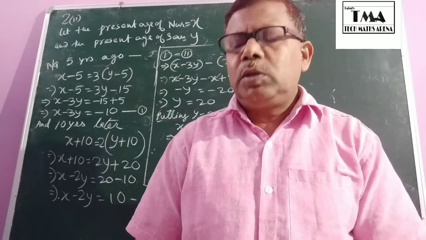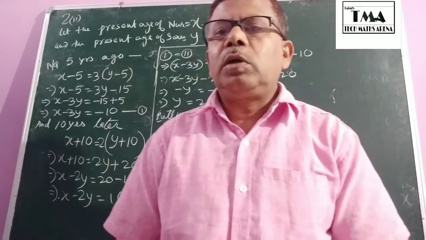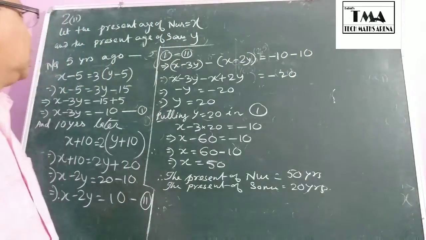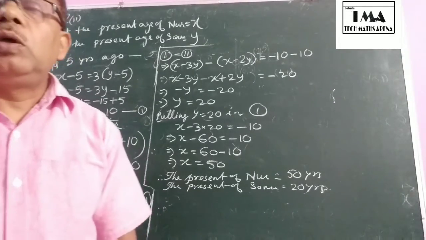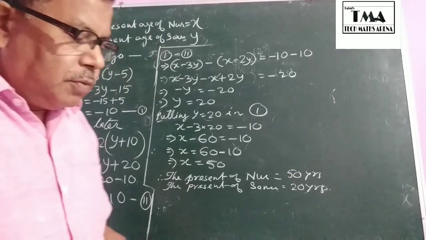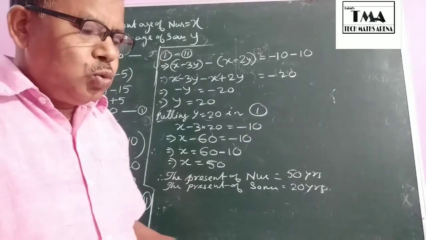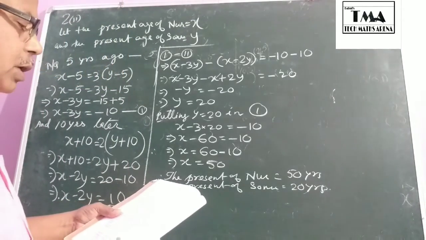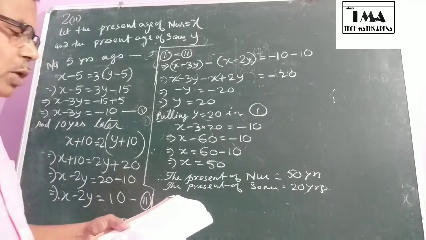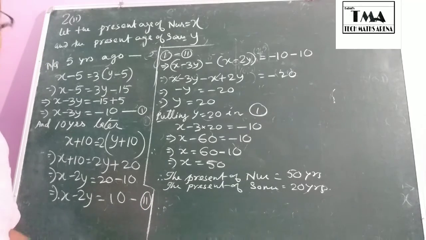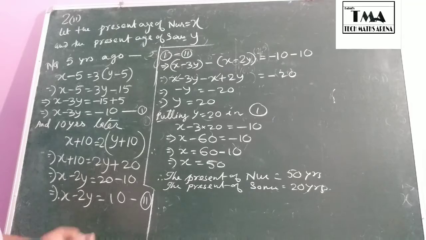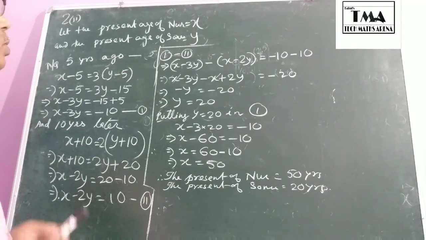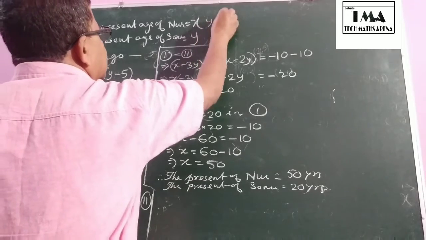Okay, dear students, now we are taking another question, that is question number 2, sub question number 2, and the question is: 5 years ago Noor was twice as old as Sonu, and 10 years later Noor will be twice as old as Sonu. We have to find the present ages of Noor and Sonu. So let us take the present age of Noor as x years and the present age of Sonu as y years.